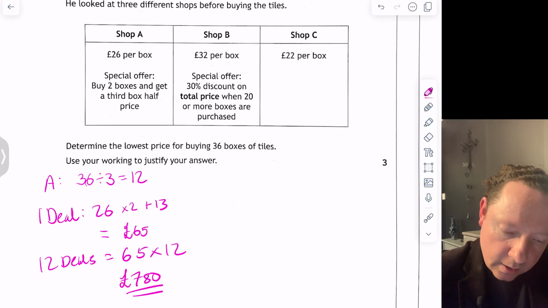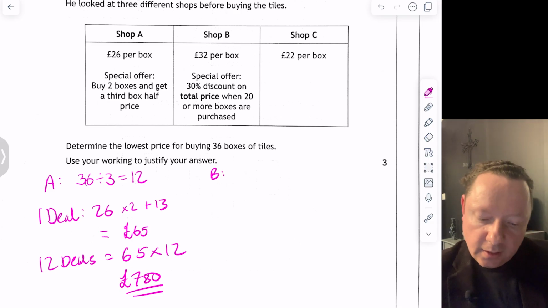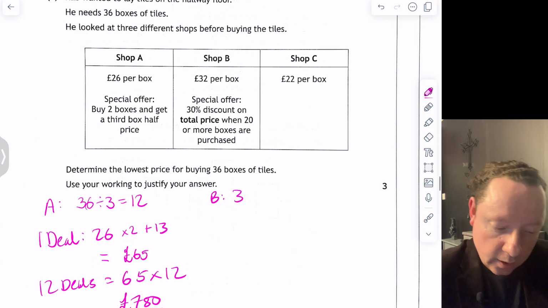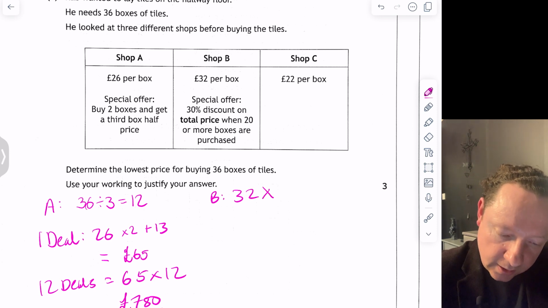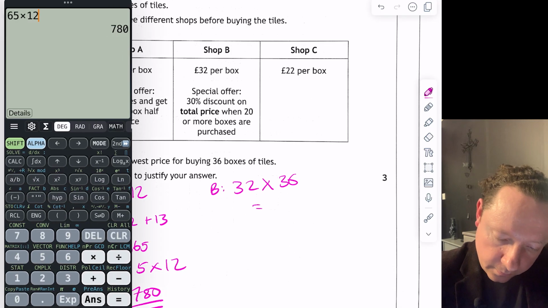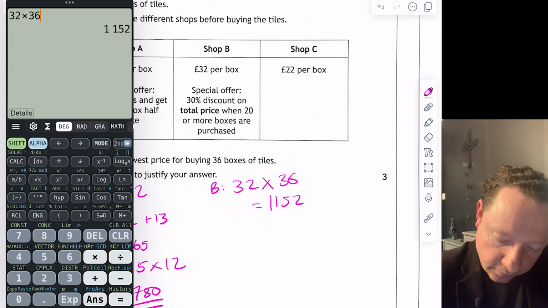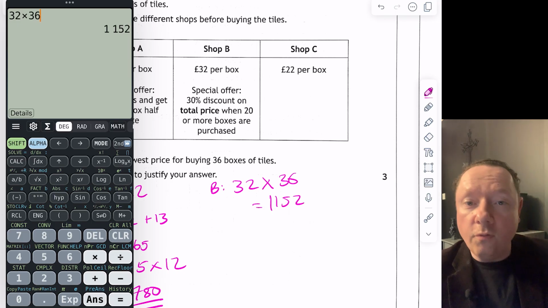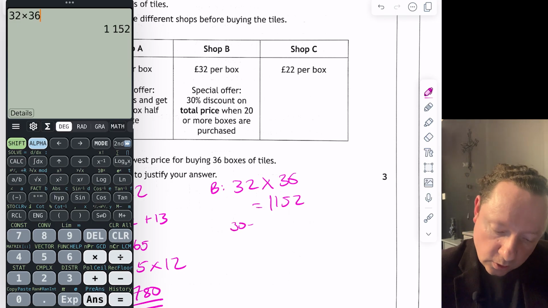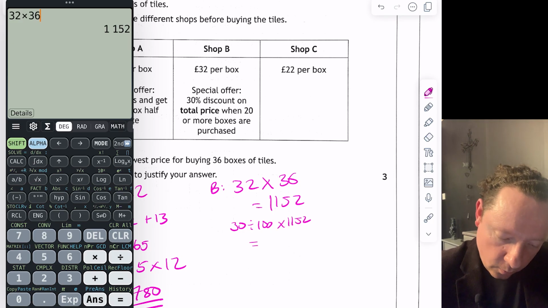Okay, let's check B. So for shop B, it's £32 a box, and you get 30% discount when you buy 20 or more boxes. Well, he's buying 20 or more boxes, he's buying 36. So I need to do, let's just split this up. 32 times 36. That's 1152, but he gets a 30% off, so you could do times 0.7, or I think most of you have just done 30 divided by 100 times 1152 and then took it away.